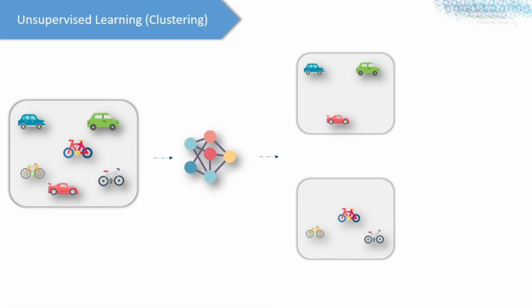But when I compare the data points of cluster 1 with cluster 2, you will see that both of those data points are very dissimilar. So cars are very dissimilar when you compare them to bicycles. And this is what is known as inter-cluster dissimilarity. So this is how an unsupervised learning algorithm works.